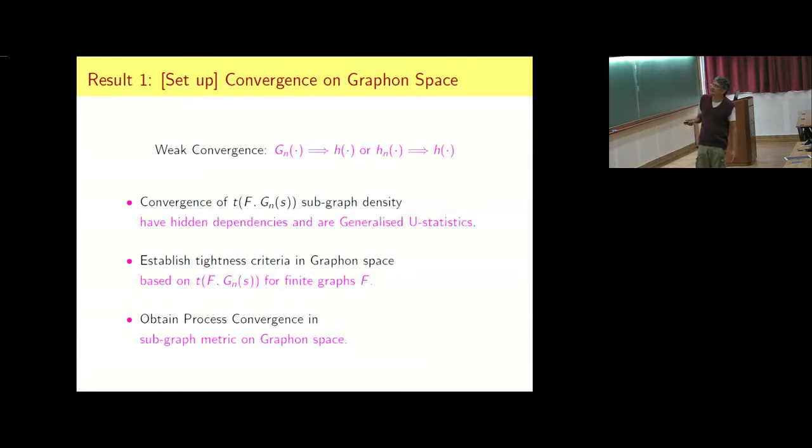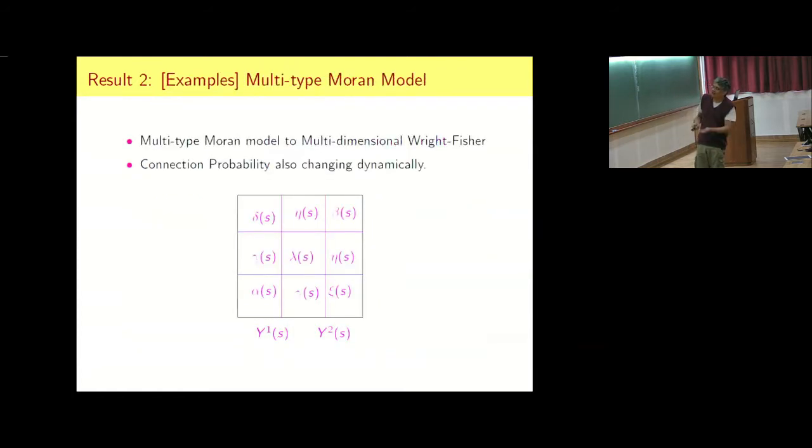Then here are some examples. The first is what I said. I gave you a single-type one. You can do a multi-type Moran model to get a multi-type diffusion. You can let the probabilities vary in time. You can do anything you want, because the types determine the connections, and how the types change will determine how the structure changes. And by this idea that I shared, it will pass on to the limit.